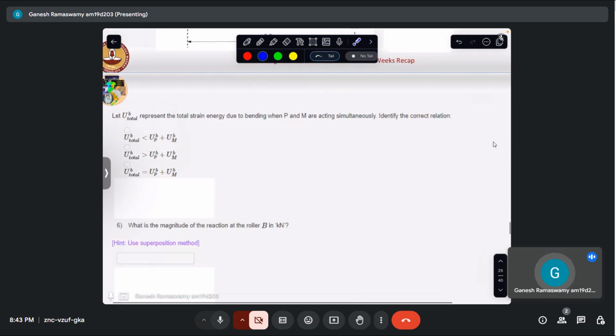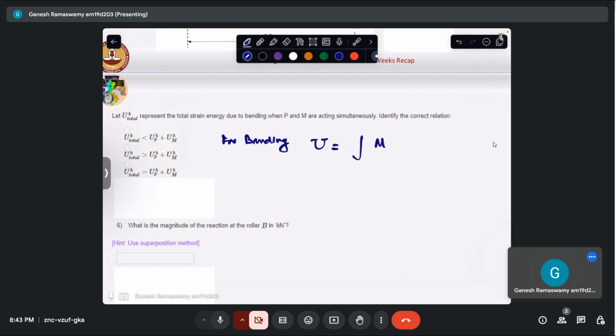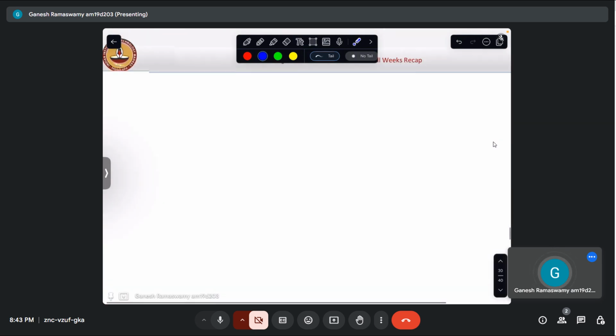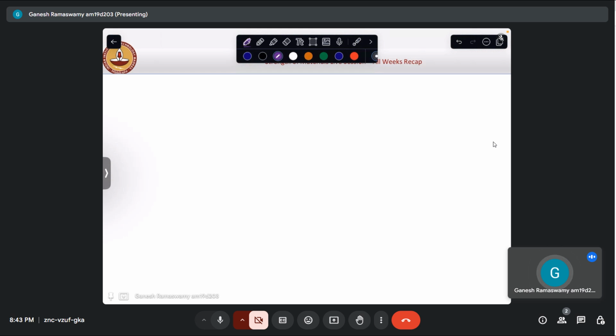Now we know how strain energy is defined for bending. Strain energy, denoted by capital U, is M_b squared by 2EI dx over the length L. So we are able to see it's a quadratic function in M_b. So will this add up to the total strain energy is the question. So I will just take a small detour, a basic example, let us look at to see whether this will add up or not, and we can extend the same logic to this question as well.